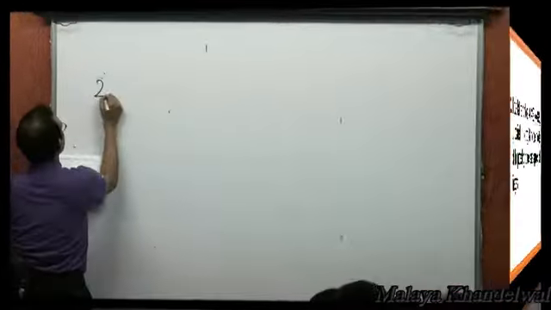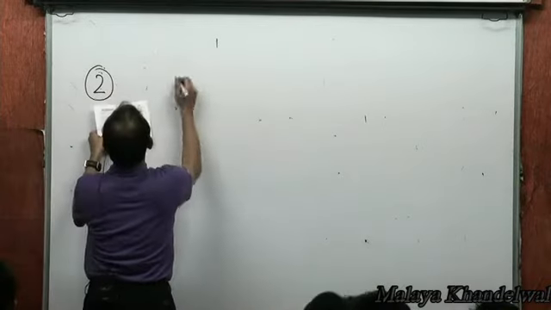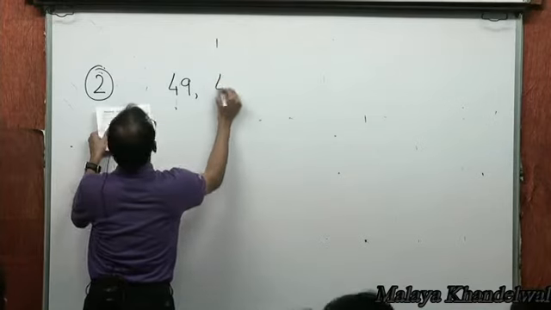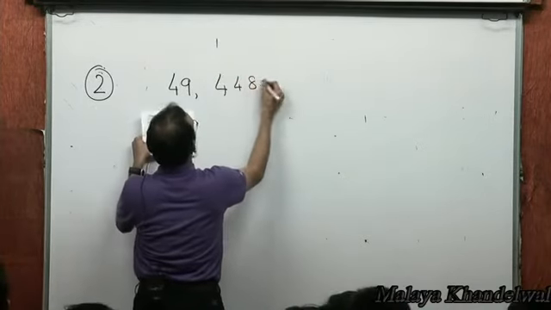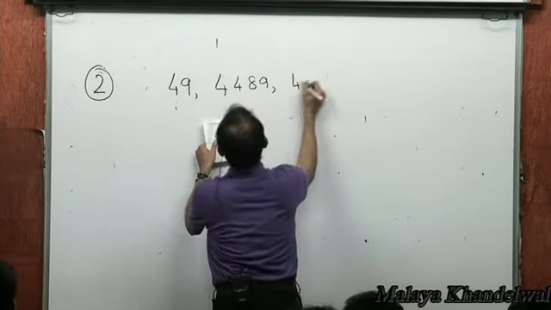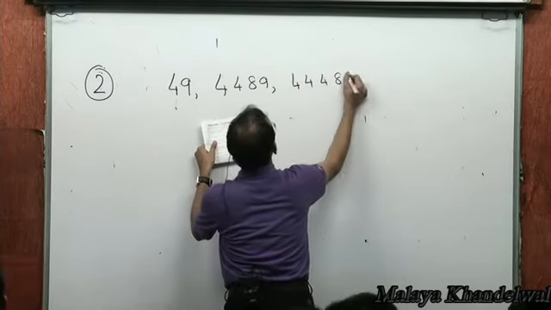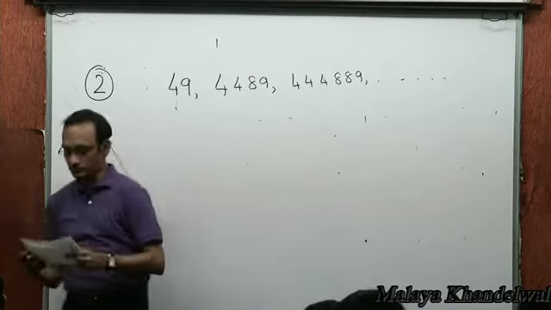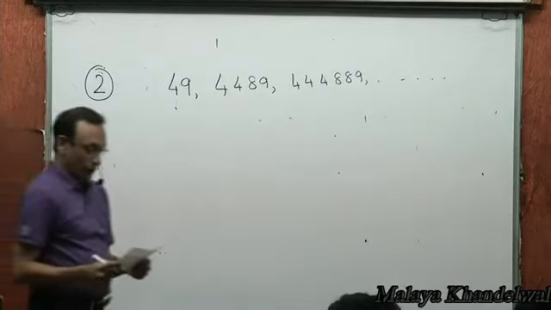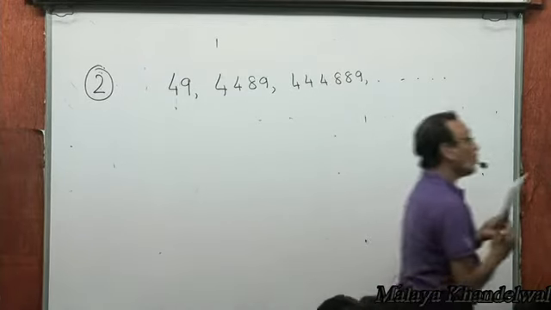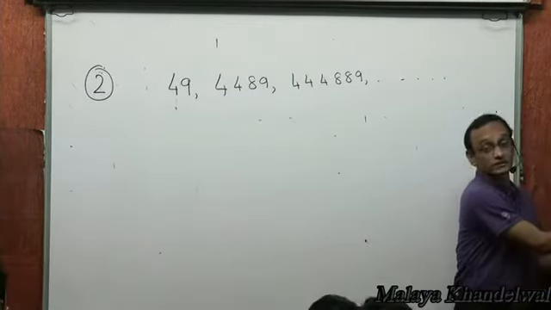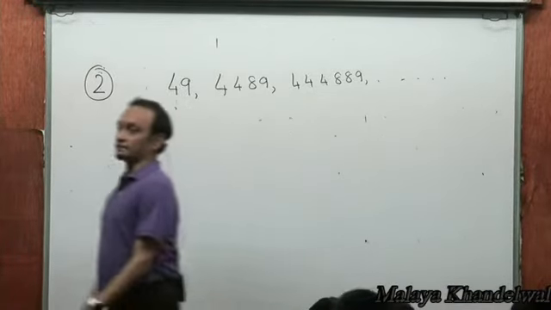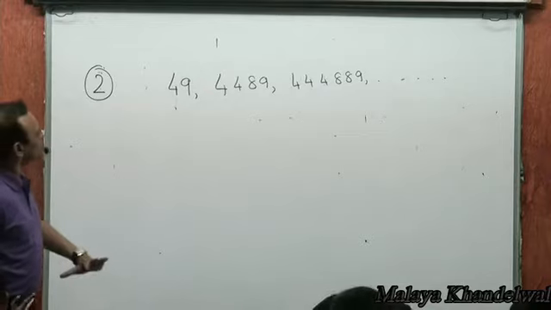Okay. We have a set of numbers like this. It starts with a 49. Then the next number is 4489. Then 444889, and so on and so forth. We want to show that all these members are perfect squares. We want to establish that all these members are perfect squares. All right. So it's a very simple thing.